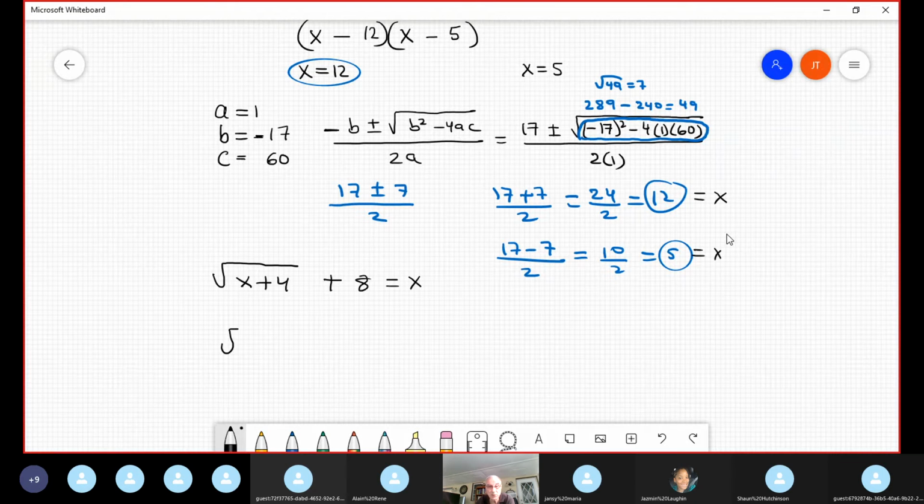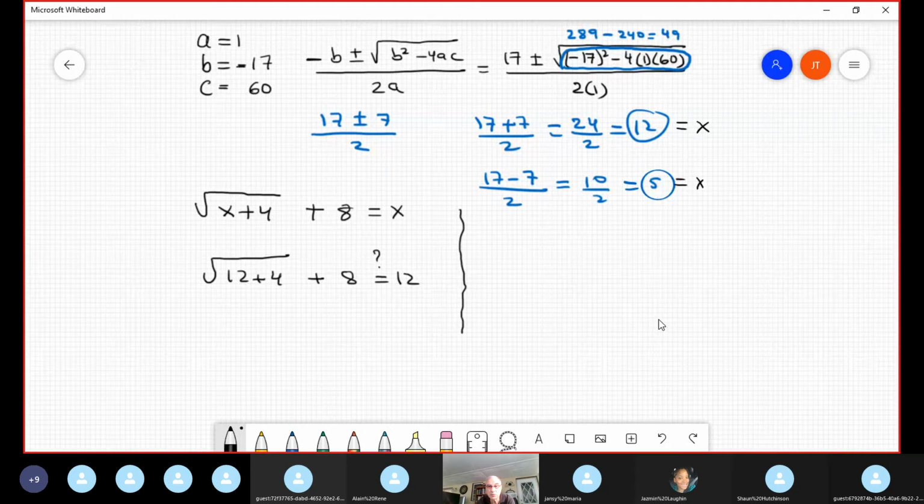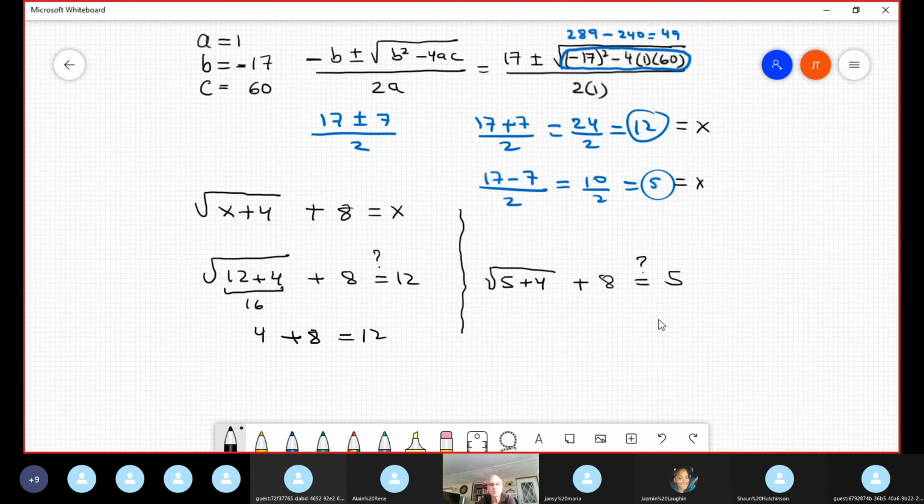Let's do it quickly. Square root of 12 plus 4, plus 8 should be 12. I claim this is a statement because I am not sure if it's true or false. Likewise, square root of 5 plus 4, plus 8 should be 5. Again, the same problem. This is 16. Square root of 16 is 4. And 4 plus 8 is 12. Super. We get the true statement. That means that 12 is a good solution.